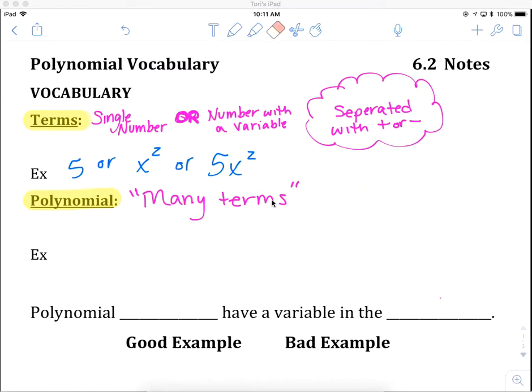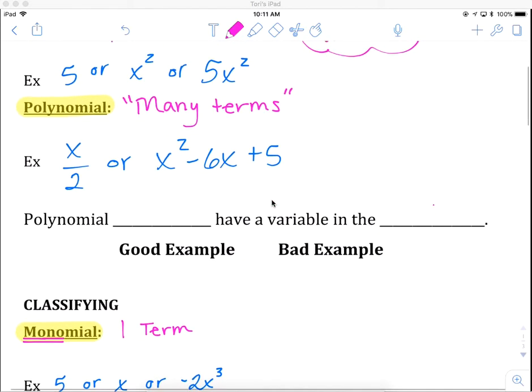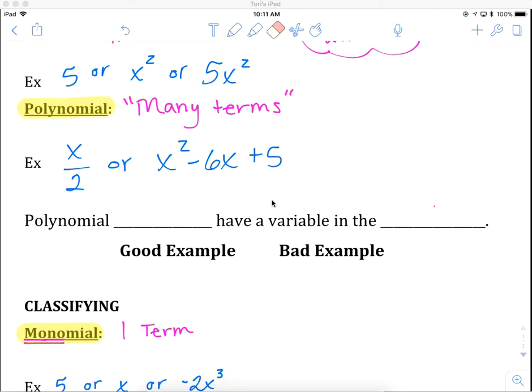Okay? All right, so when we talk about polynomials, what that means is many terms. Poly means many, nomial means terms. So we could have just one term, something like x over 2, or we could have multiple terms, something like x squared minus 6x plus 5. Could be one term, could be 10 terms. Polynomial just means many terms. So how do we know if something is a polynomial? Well, it's going to be a polynomial anytime you do not have an x or a variable in the denominator. So a polynomial never has variables in the denominator.